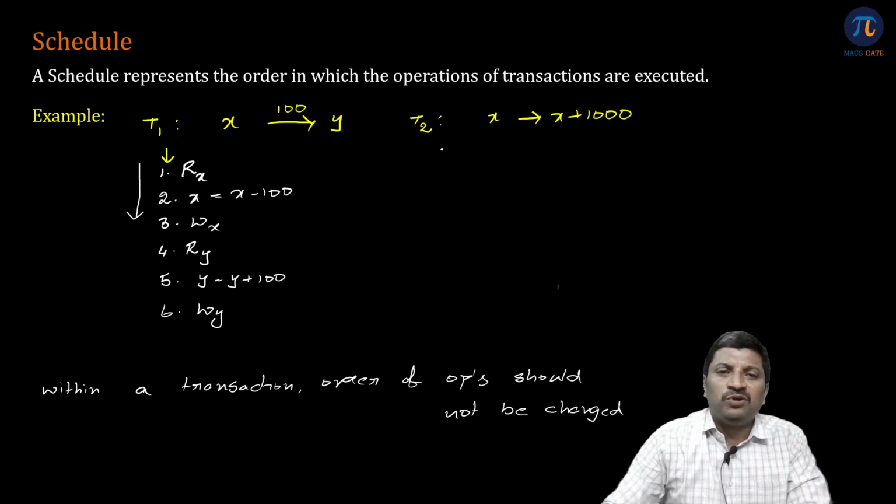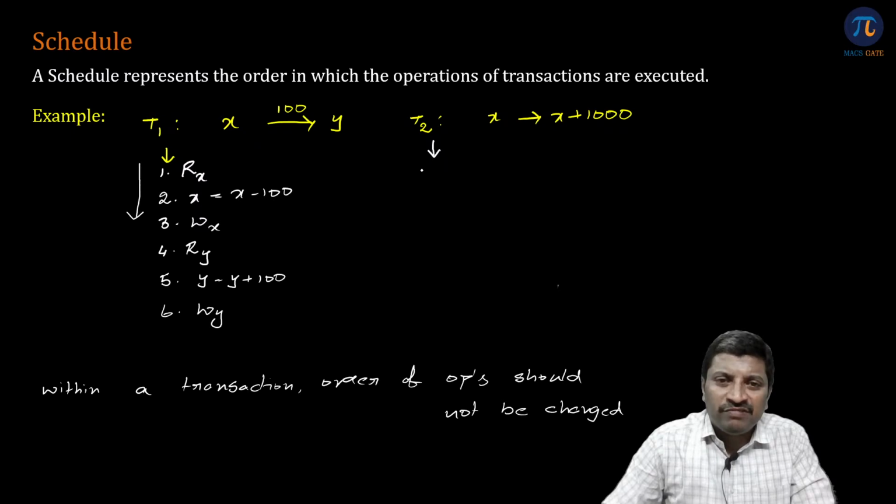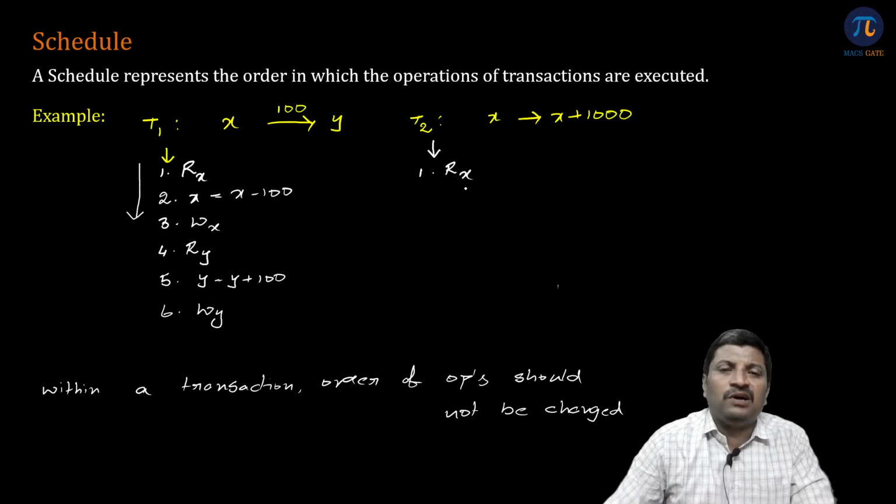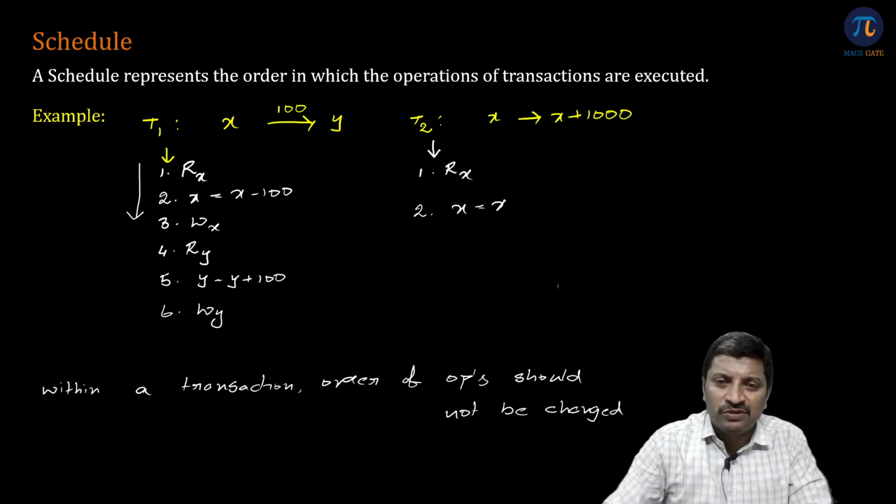Right? What about the second transaction, sir? First, I want to read X. Then I want to add some 1000 rupees. That means I am doing the modification to the variable X. Then I want to update it back.